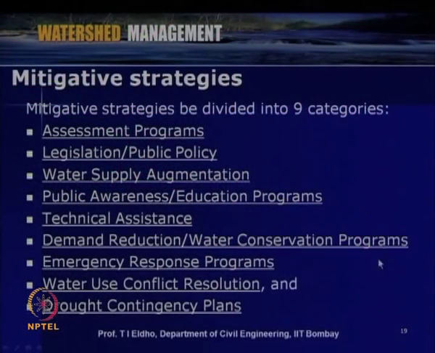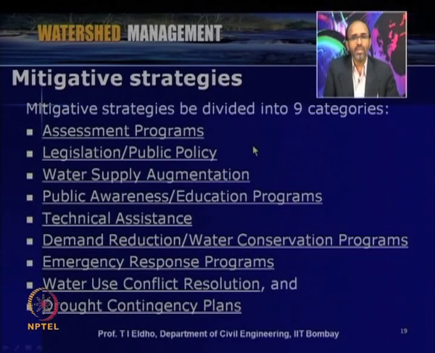As far as mitigative strategies or drought mitigation is concerned, we can divide them into nine categories, which are listed here. First one is assessment programs. As I mentioned, we have to assess whether the drought is going to set in, and what its effects will be. So that is assessment programs.